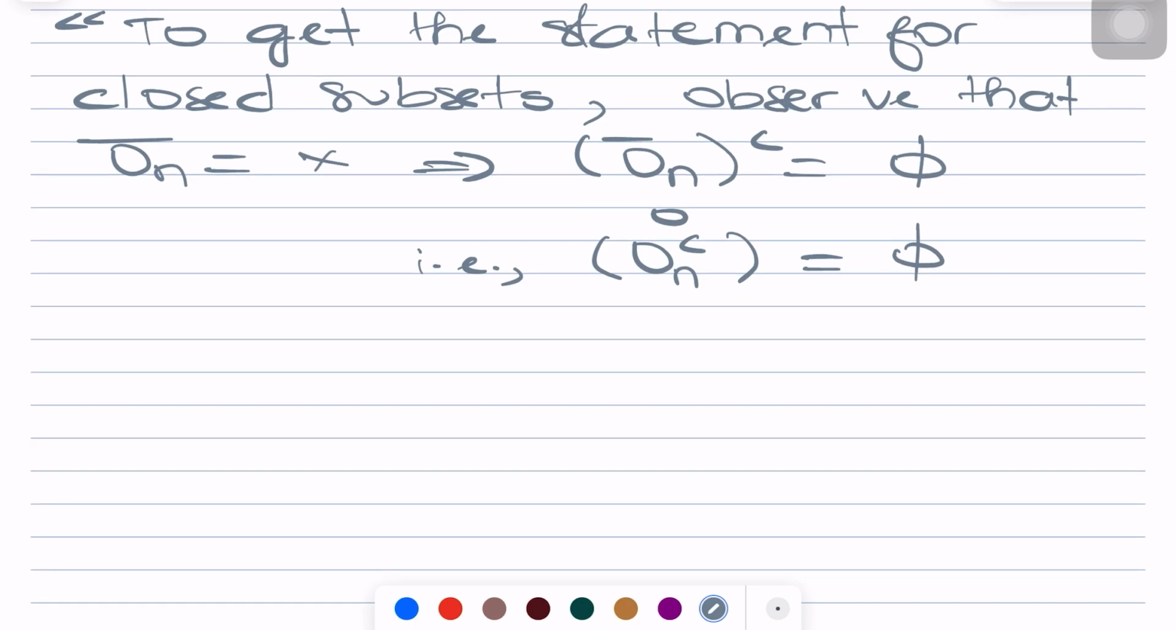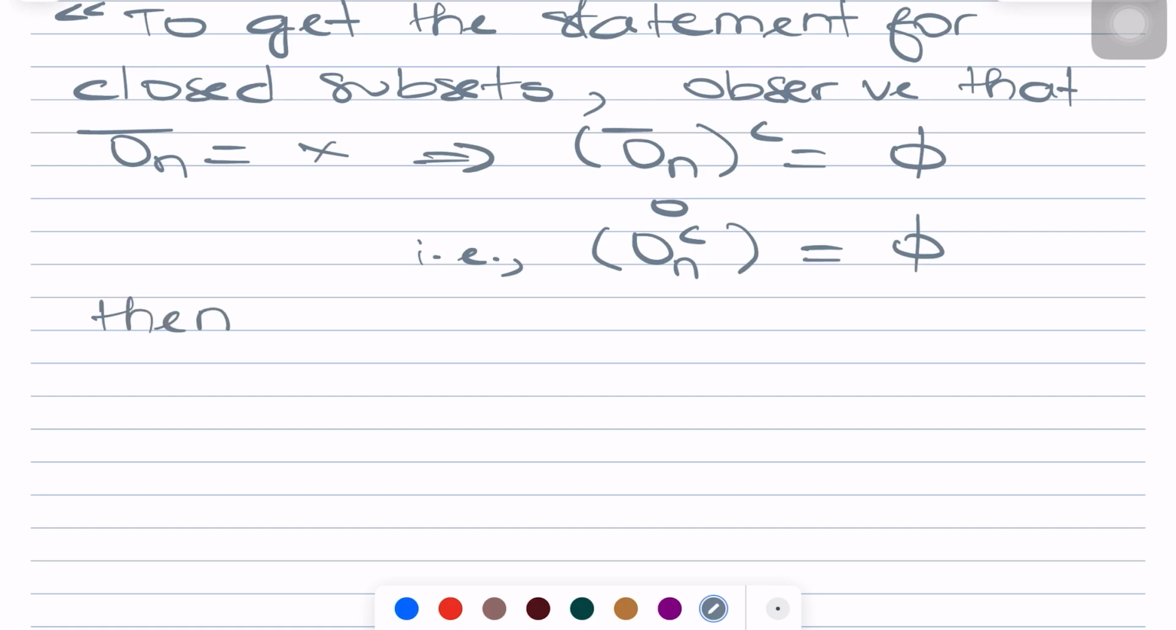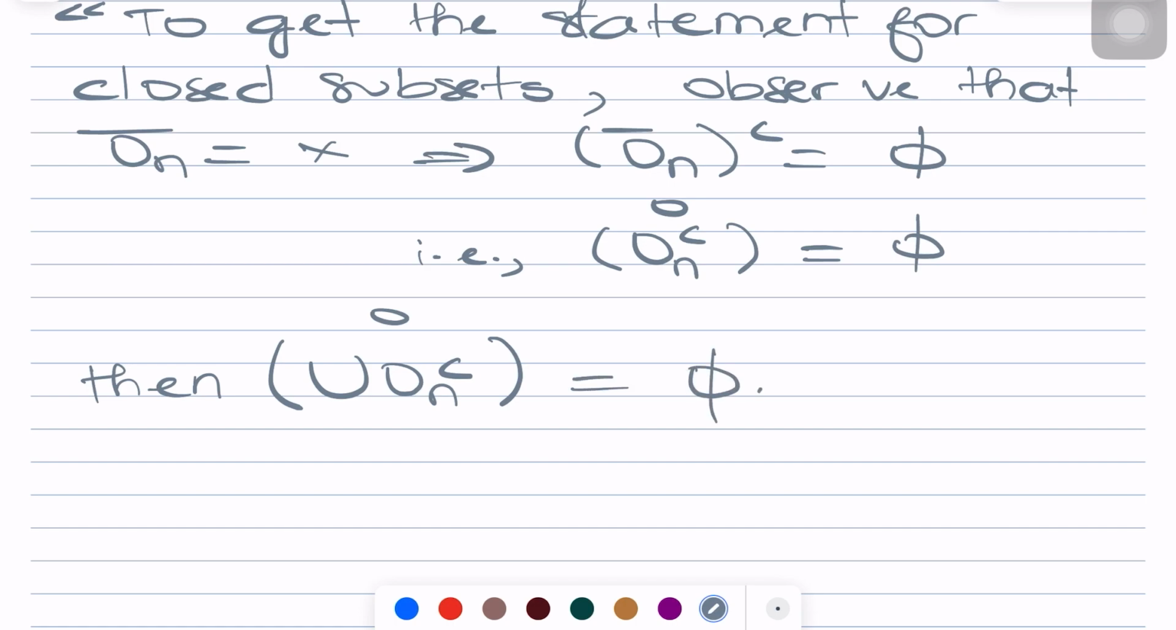So to have the statement for closed subsets, you see that if I have a sequence of closed subsets such that the interior is actually empty for every n, then the union, let me write it down here. O_n is open, so the complement of O_n is closed, so the interior of the union is actually empty, something like that. Okay, good. So for closed subsets, we require that the interior of the set should be empty, and then the conclusion is that the interior of the union is actually empty.